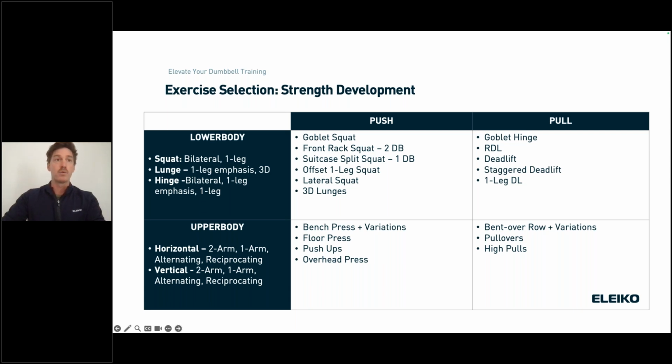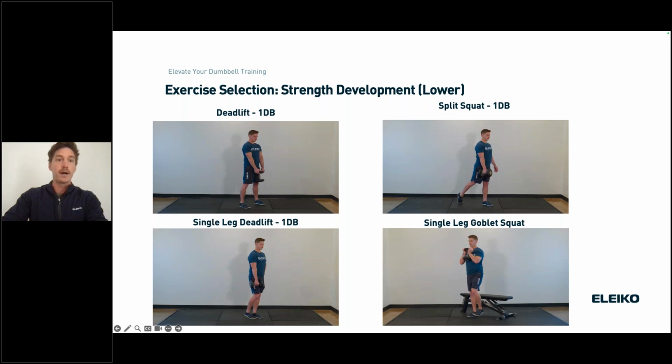For the upper body, we can do some presses and some pulls in a horizontal, so moving weight away from the chest and to the chest, and vertical, overhead and down to the shoulders. 2-arm, 1-arm, alternating, and even reciprocating, where it's almost like a piston-like motion, because we're just controlling two tools at the same time. So options here for lower body, we've got the deadlift.